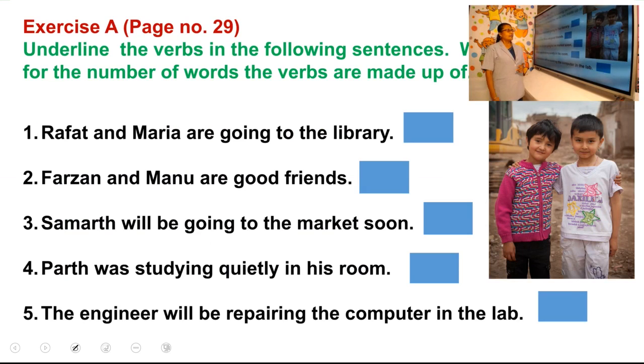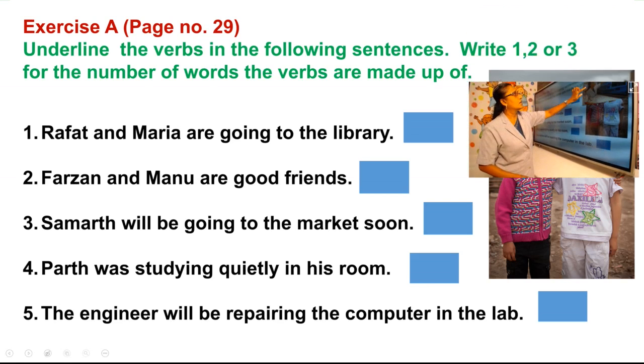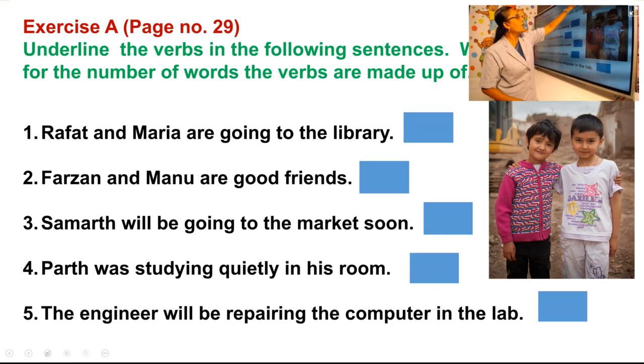See the next slide. Let us do this exercise. All of you please open your textbooks at page number 29. Underline the verbs in the following sentences. Write 1, 2 or 3 for the number of words the verbs are made up of. So here in this exercise, what you have to do is first you identify the verbs. Then you underline the verbs. Then you should put the number 1 or 2 or 3 for the number of words the verbs are made up of. Are you ready?